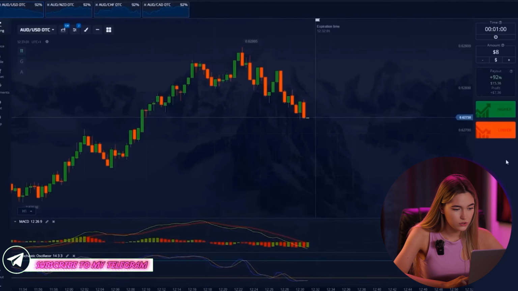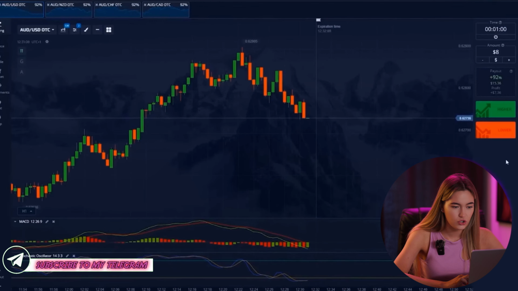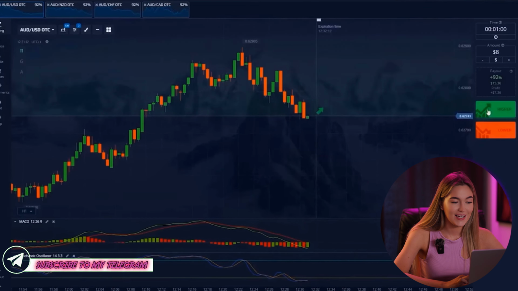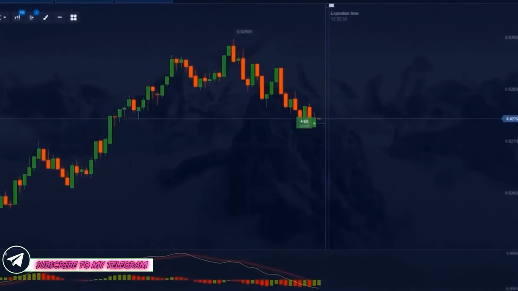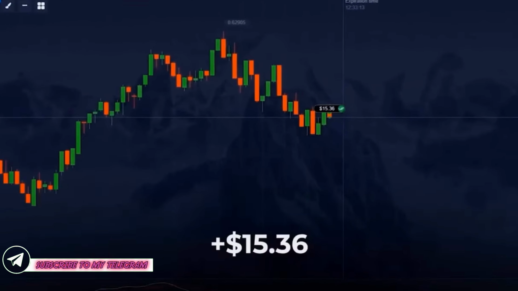Let's move on to Australian dollar and US dollar pair. Here everything is already under control. See how both indicators show an increase in price, and of course we'll follow them. Click higher. A bit more. Awesome! We successfully reached $15. As you can see, the indicators work fine.